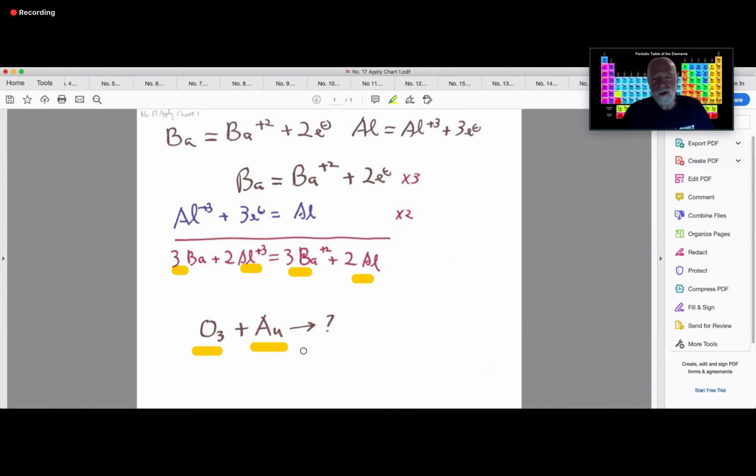Now, here's what I want you to do. I want you to look at the half reaction table and see if you can complete the reaction between ozone and gold.